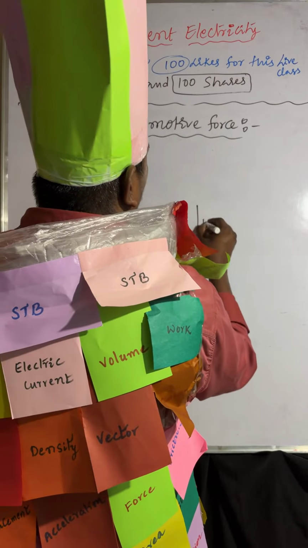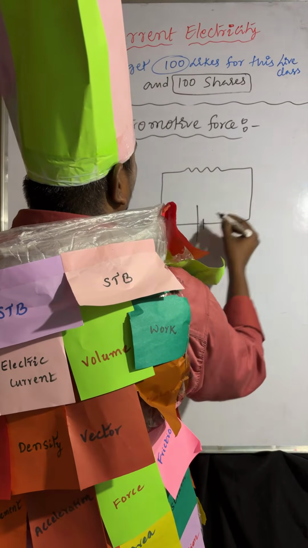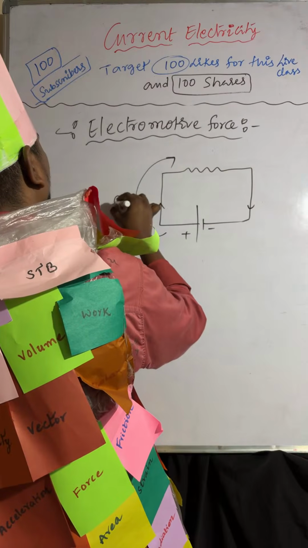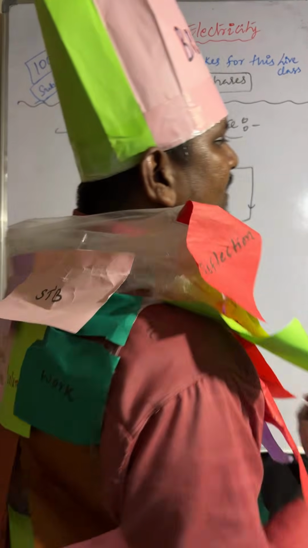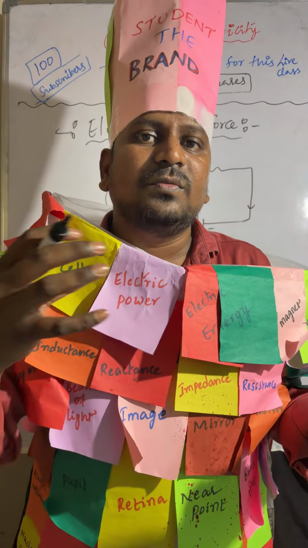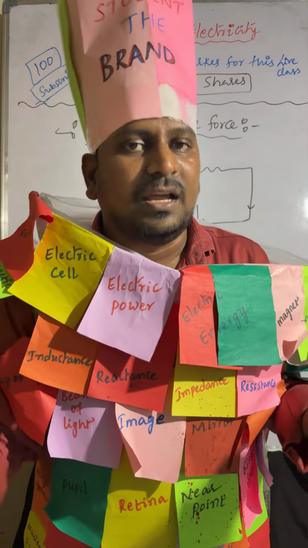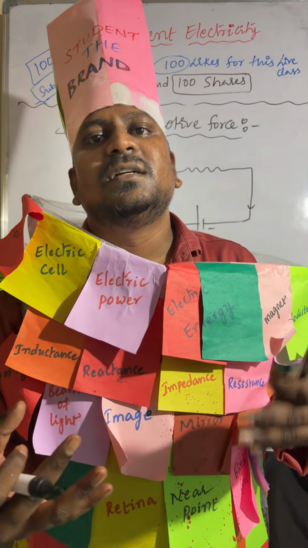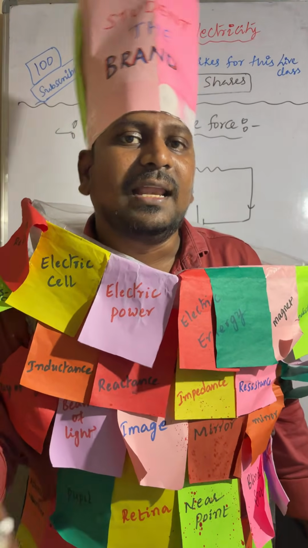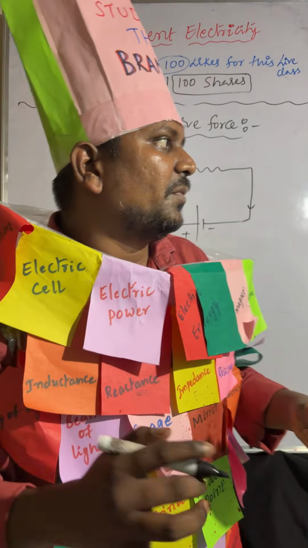Here you can observe, I am connecting the cell to the resistor. Positive terminal, negative terminal. When you connect a cell or battery in the circuit, the charges move from the positive terminal to the negative terminal. Understood or not? We know that conventional current is the flow of positive charges, and the direction of flow of positive charges is taken as the direction of conventional current, while the flow of electrons is known as electric current. So all the points are very clear.